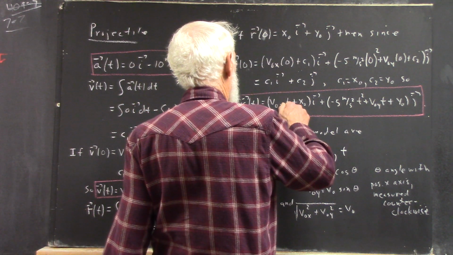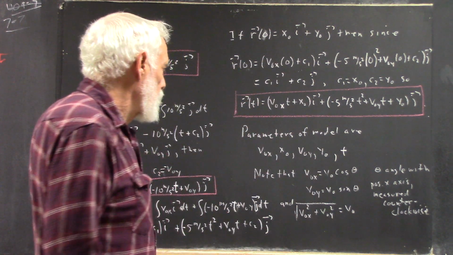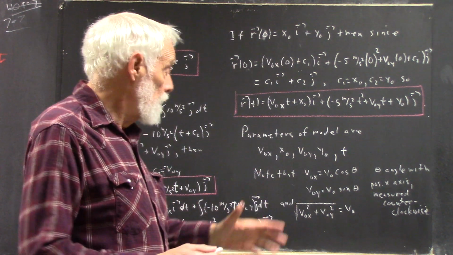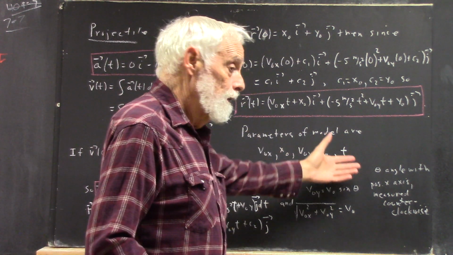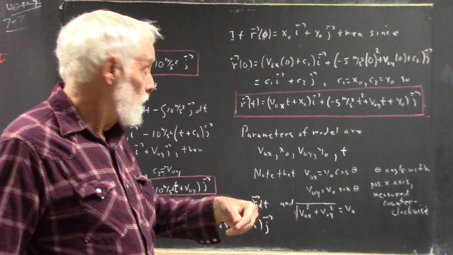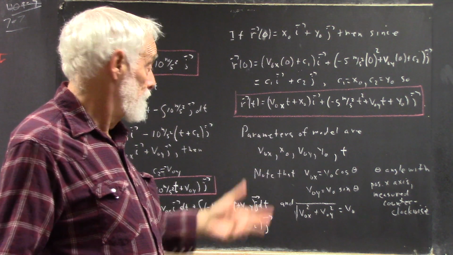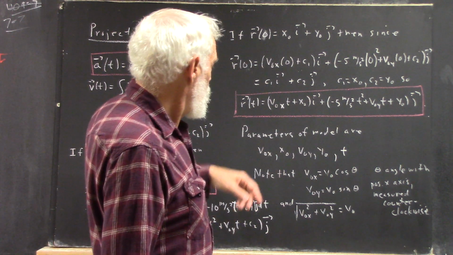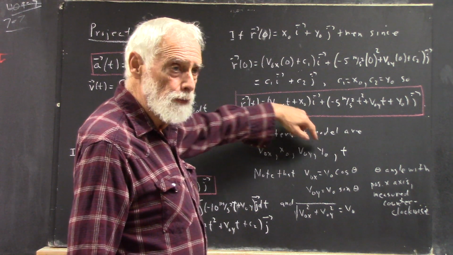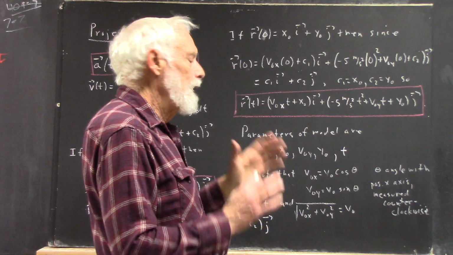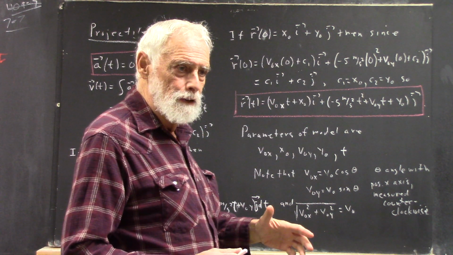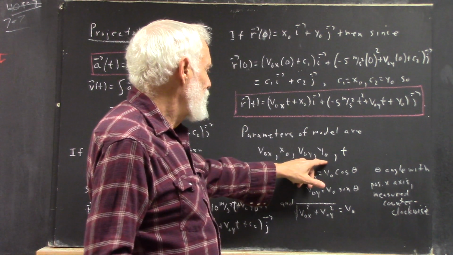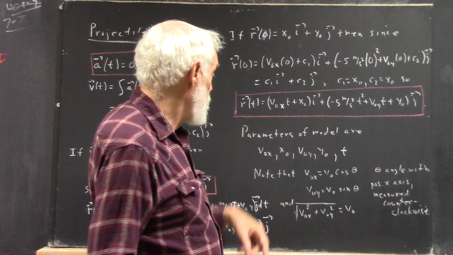Now the model has parameters: V naught x, x naught, V naught y, y naught, and t. These are all quantities that need to be either declared or found. We can generally choose x naught and y naught if we know the initial position. If we know any position of the projectile, okay, if we know enough information at any position, then x naught, y naught would be that position.